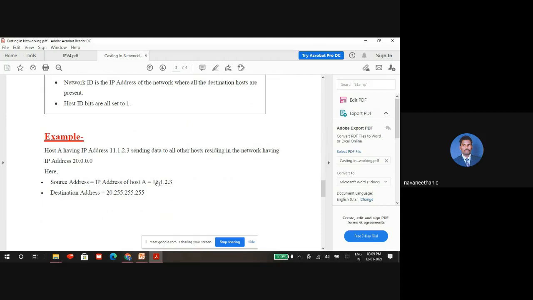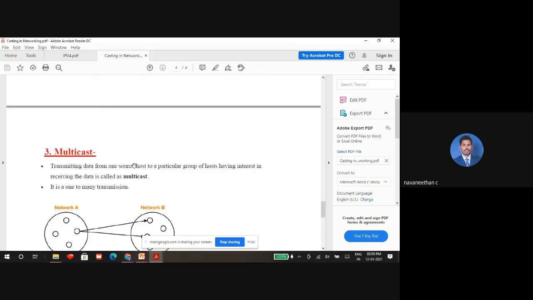So this is 11.1.2.3. It is 20 dot. So all the host ID should be set to 1. Automatically, instead of 0, that should be replaced by 1. If it is 1, with respect to decimal, what would be the value? 255.255.255. So the destination IP address will be 20 dot, and instead of 0, all the corresponding host ID will be set to 1. So that will be 255.255.255.